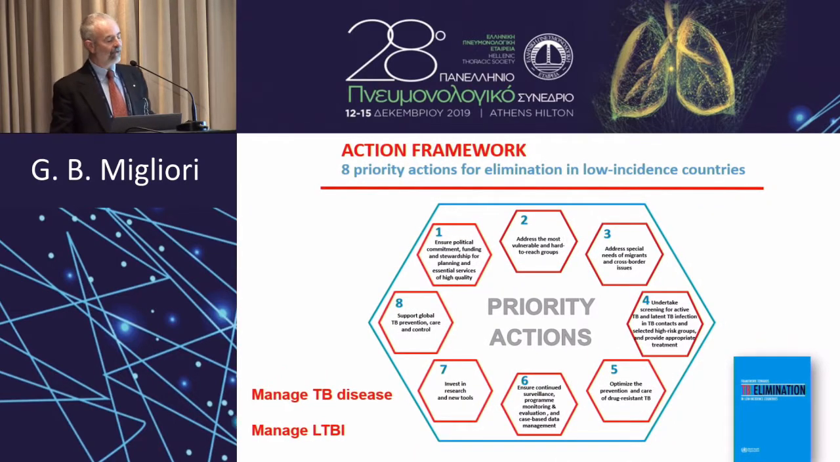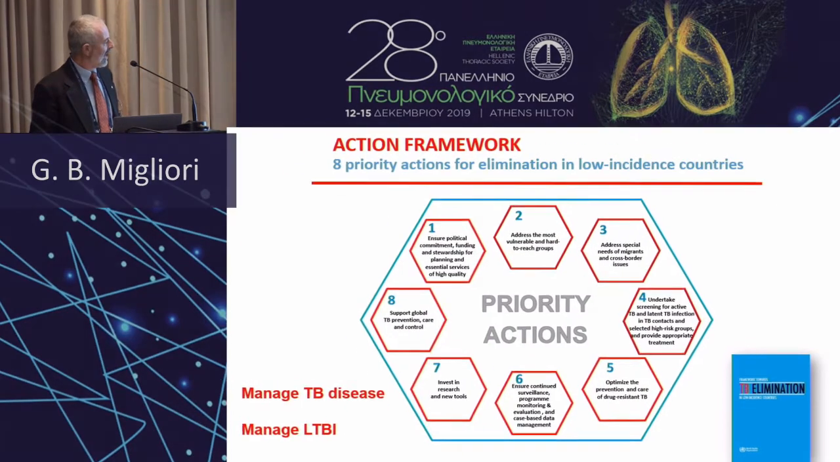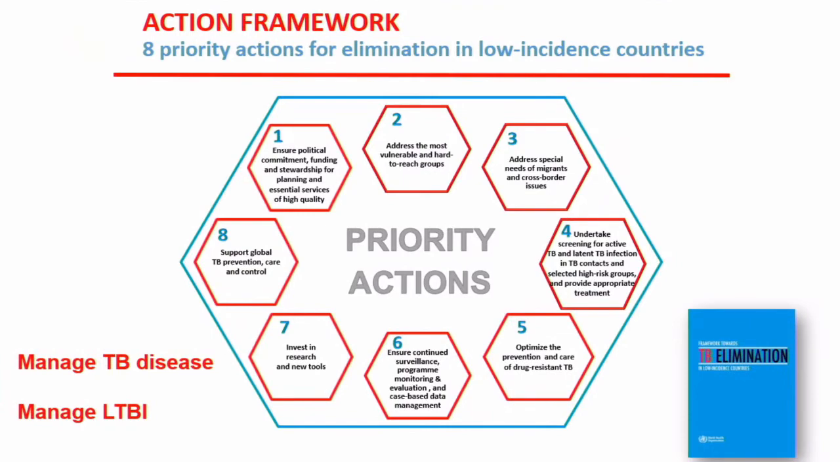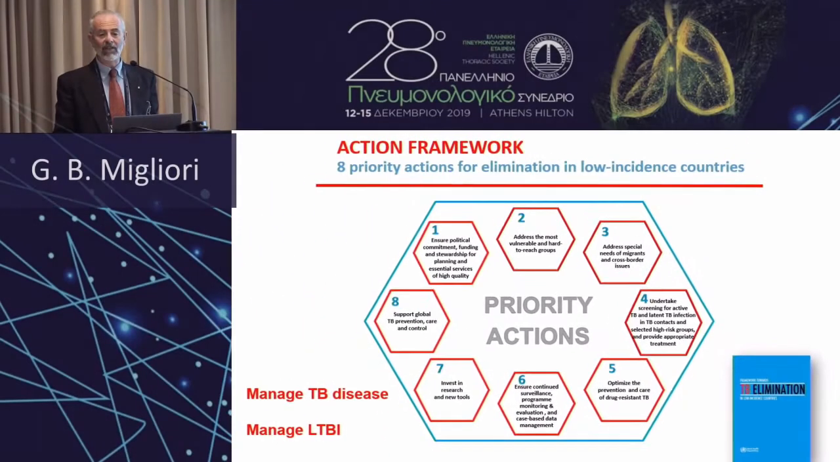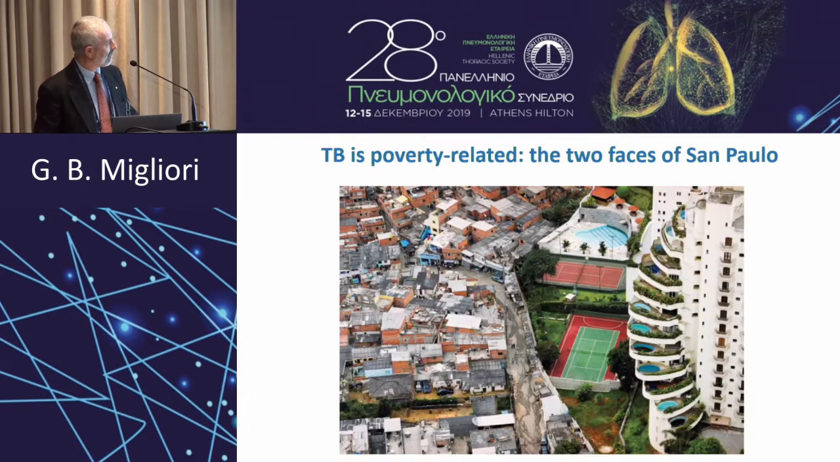Okay, this is the action framework for TB elimination. So 8 main areas. And we see the core areas are migrants and vulnerable populations. In a way, they are more or less same category. And the management of latent TB infections. Those are the main areas which we are interested in. And then if we focus on managing TB disease, then we do TB control. If we manage LTBI, as Katerina has correctly said, then we work on the TB elimination, let's say, perspective.